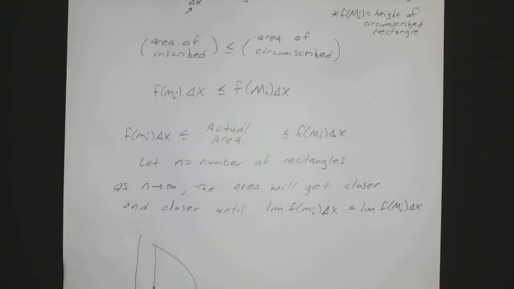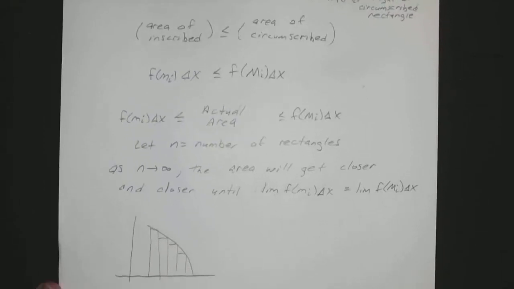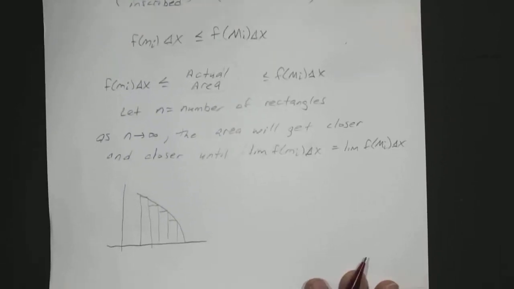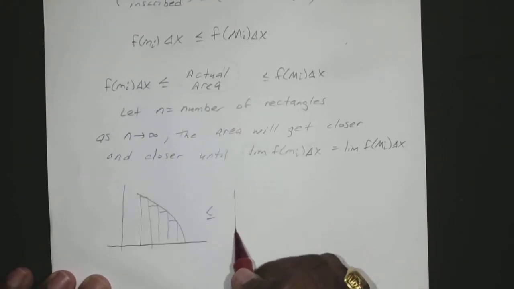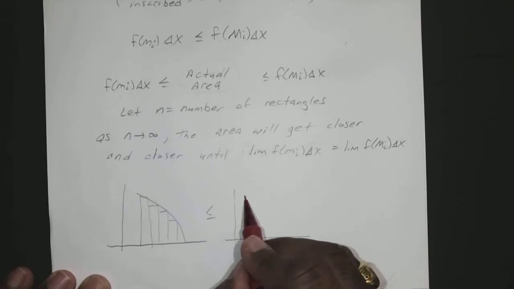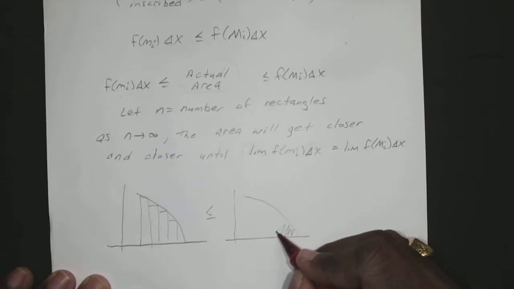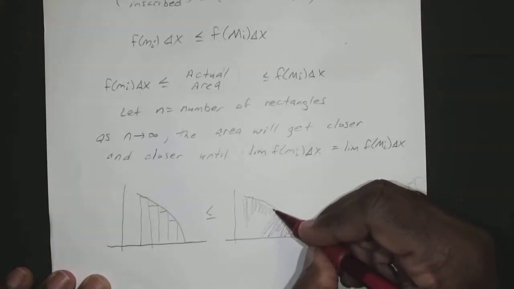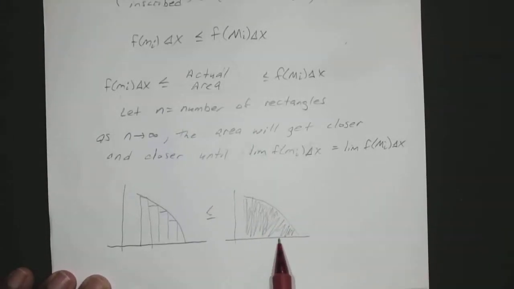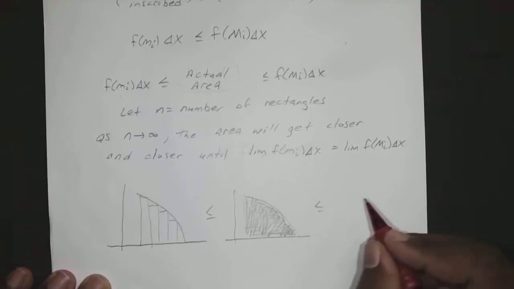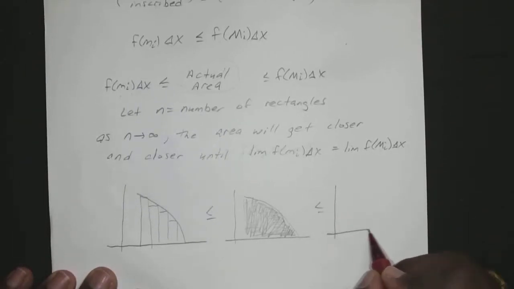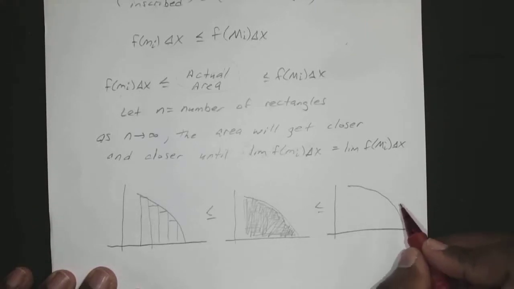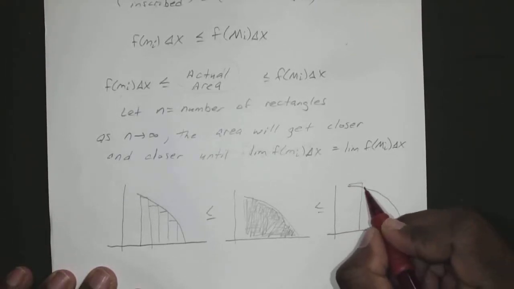So you have our inscribed, which are all inside. It's always going to be less than or equal to our actual area, which is exactly what the area is, not going over, not under, just the actual area. And that's always going to be less than the circumscribed, which is going to go over the actual area.